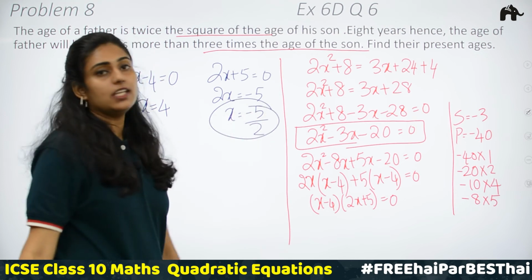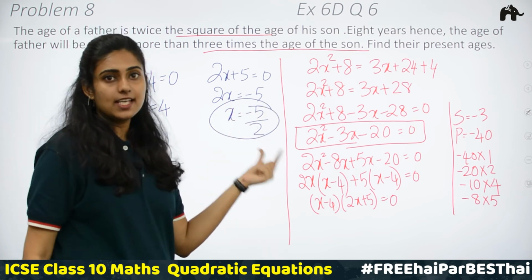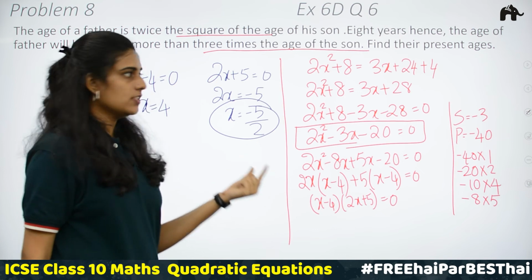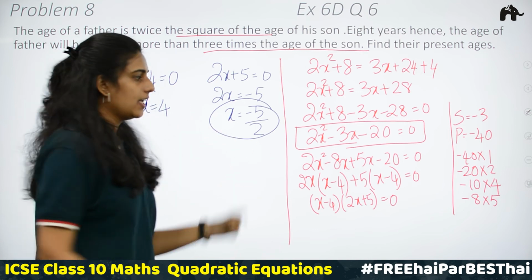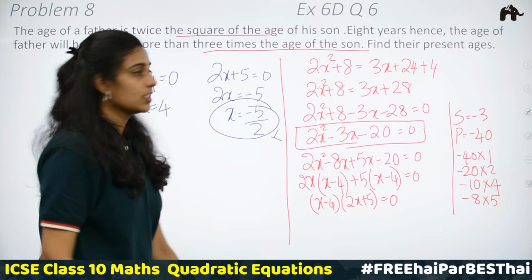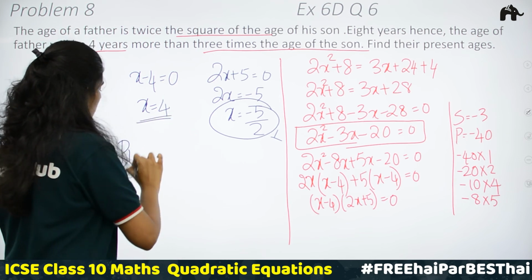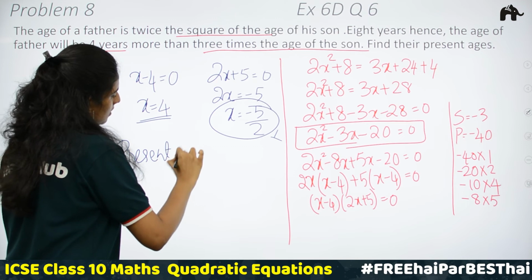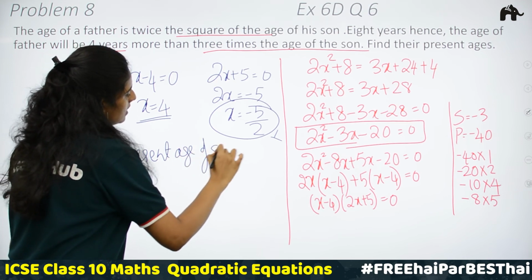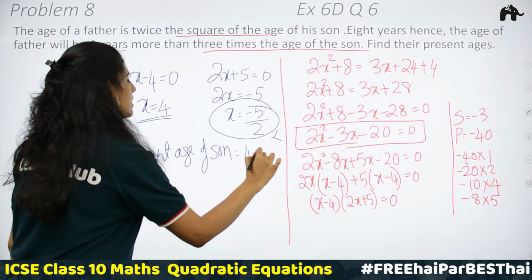Can x be equal to minus 5 by 2? What is x? X is the present age of son. The age of son cannot be negative. Reject this value. So, the possible value of x, that is the present age of son, is equal to 4 years.